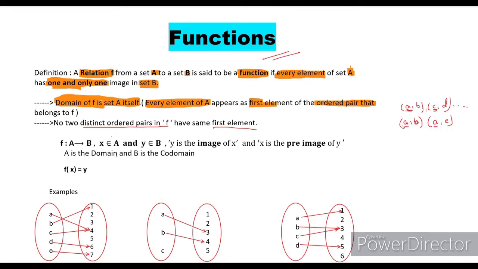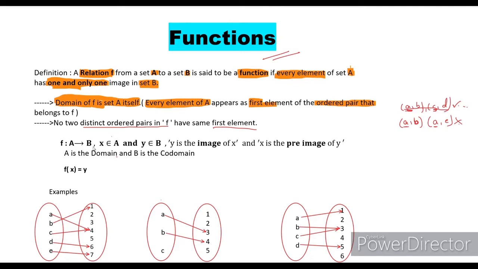It cannot appear like this. This is not possible. If it appears, then it becomes a relation. It will not be a function. If it has to be a function, then every element of the domain should have an image and it should have only one image. That is the condition for a relation to be a function.